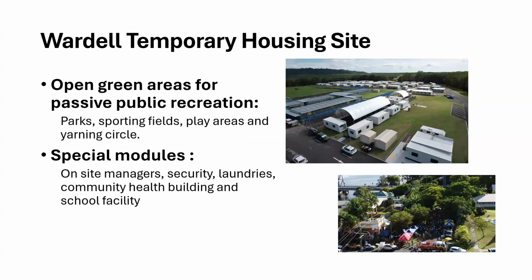And the open green area is available for passive public recreation activities by the broader community, including landscaped areas with parks, sporting fields, central barbecues, play areas, and a yarning circle. Also, special modules for on-site management, security, laundries, and other amenities, including a community health building, were built in the village. There was also a site-specific school facility built for the residents of Wardell Village, just as Josh introduced.